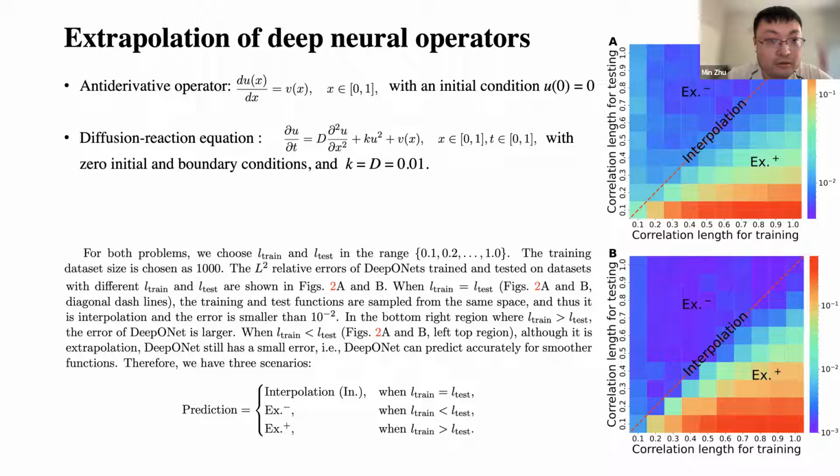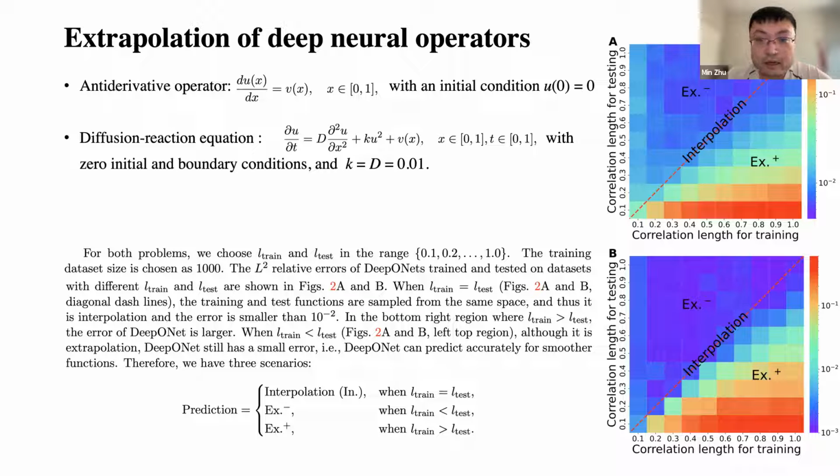In the bottom right range, where L train is larger than L test, the error of extrapolation is larger. When L train is smaller than L test, which is the top left range, although it is still extrapolation, the DeepONet can achieve small errors. This is because DeepONet can predict accurately for smooth functions.